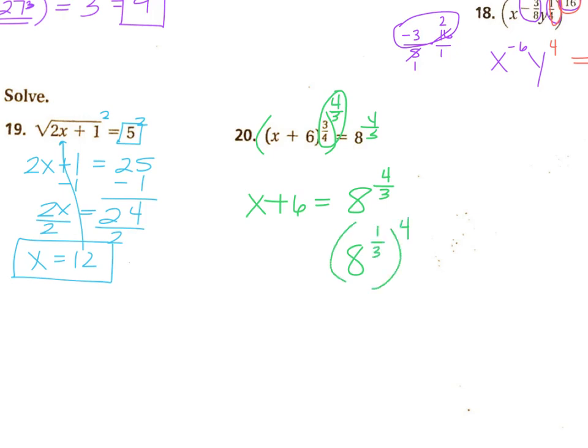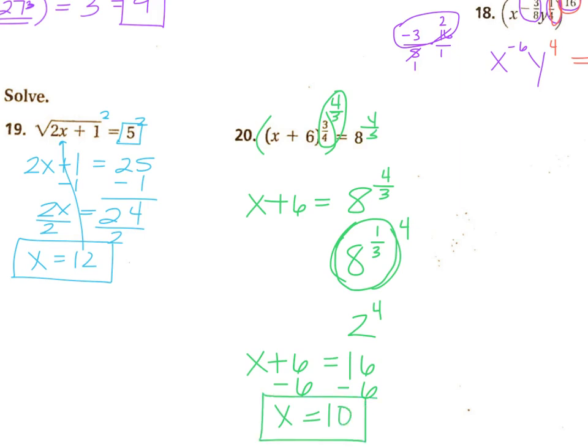And then we'll take that to the fourth power, and that just helps us think a little easier about what this would be. So basically we're saying the cube root of 8, which is 2. So it's 2 to the fourth power, and 2 to the fourth power is 16. Okay, so the right side is 16. The left side, we still have that x plus 6. So we're just going to take away 6 from both sides, and x would be 10.